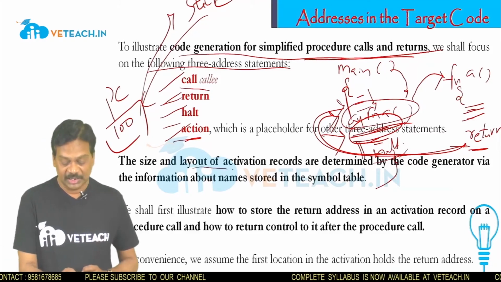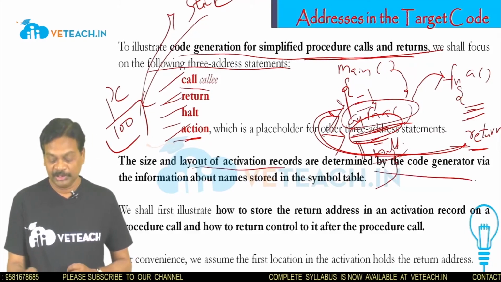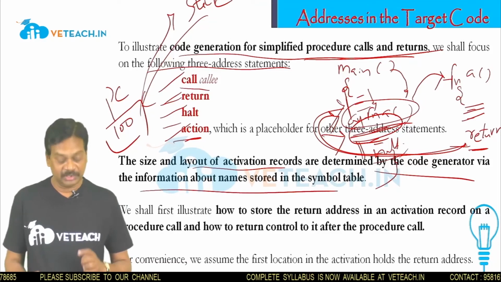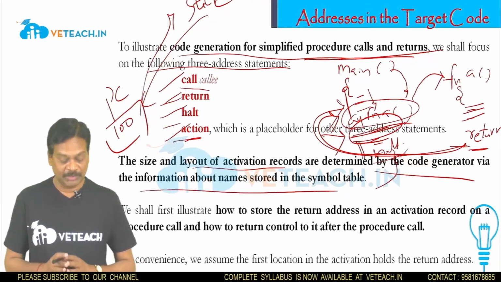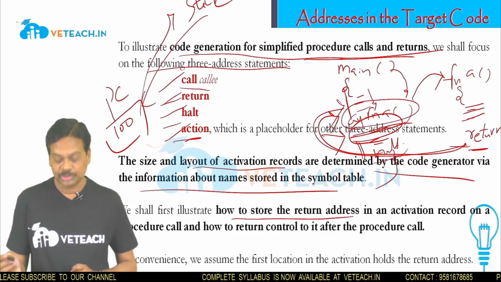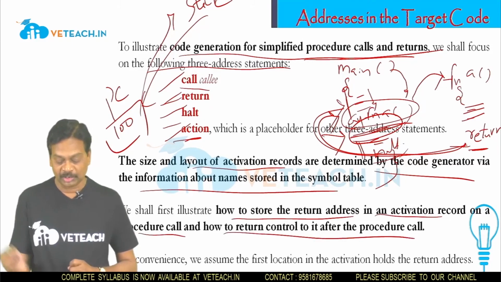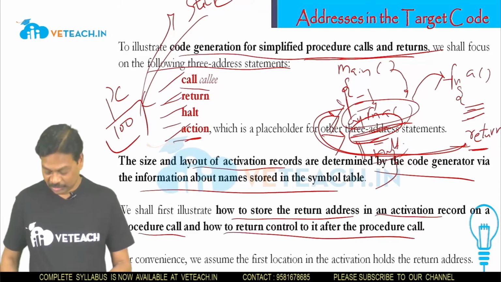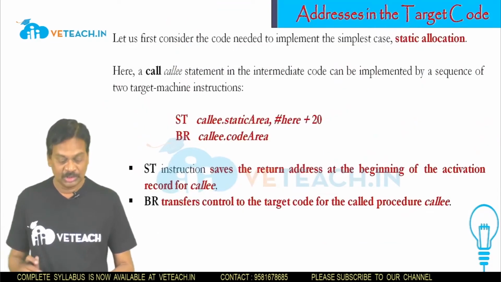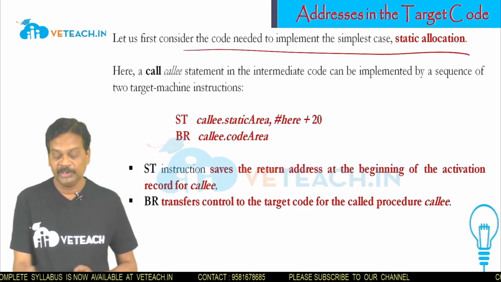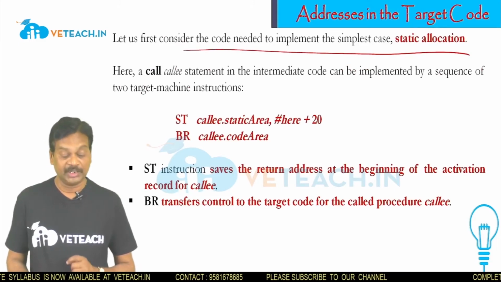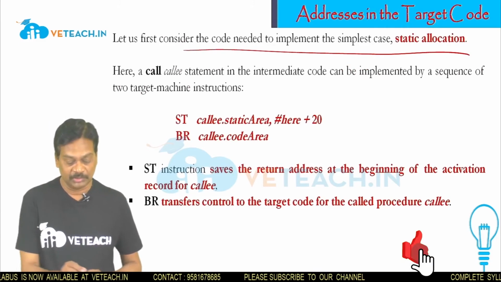The size and layout of activation records are determined by the code generation via the information about names stored in the symbol table. We first illustrate how to store return addresses in the activation record on a procedure call and how to return control to it after the procedure call. Here we are implementing the simplest case by using static allocation.